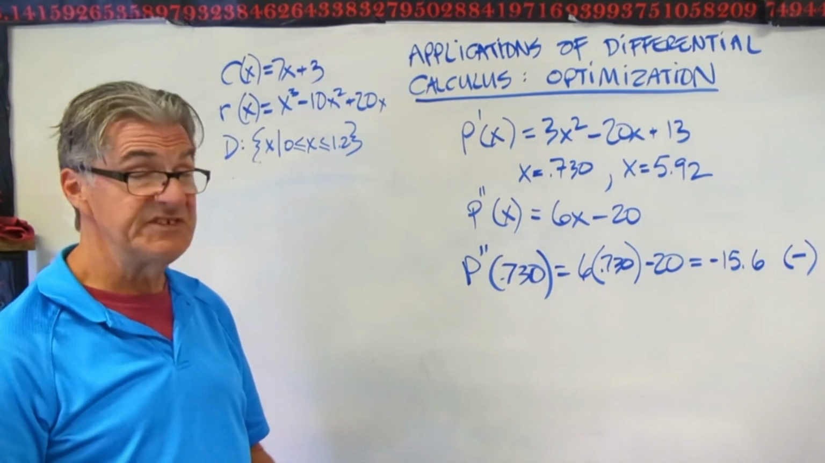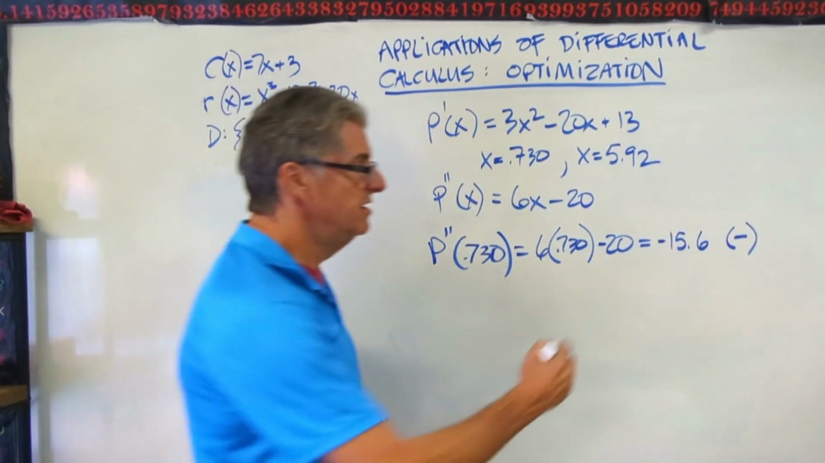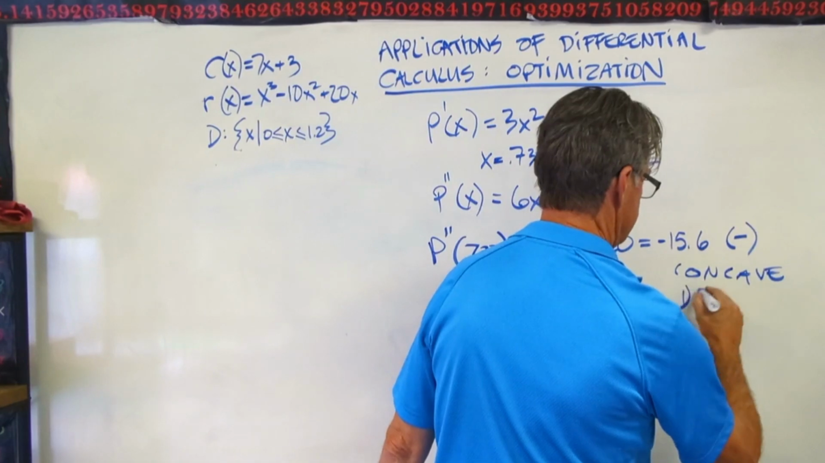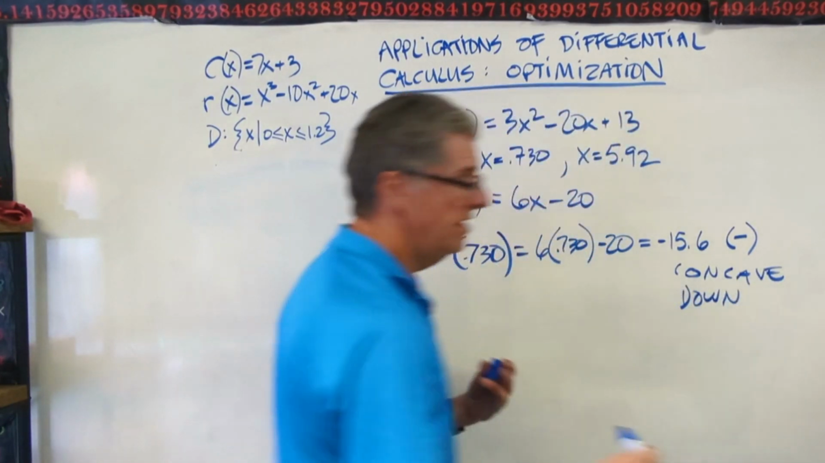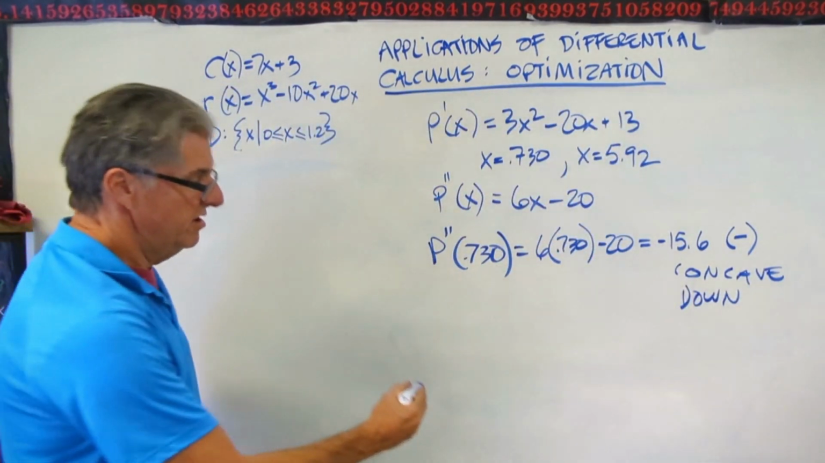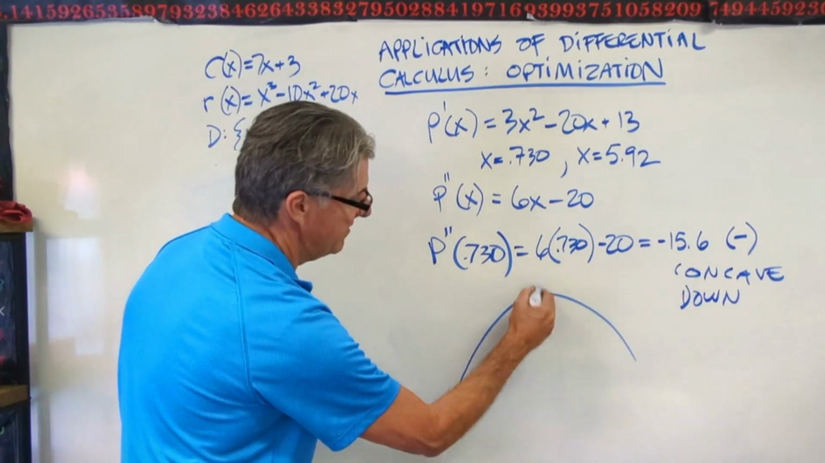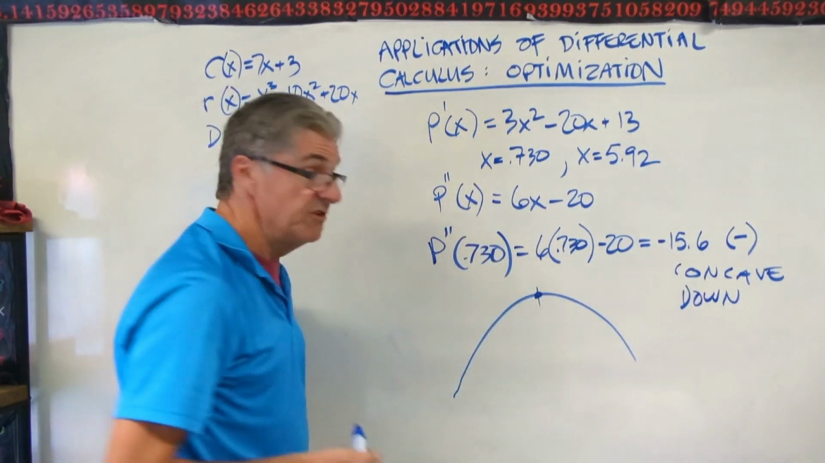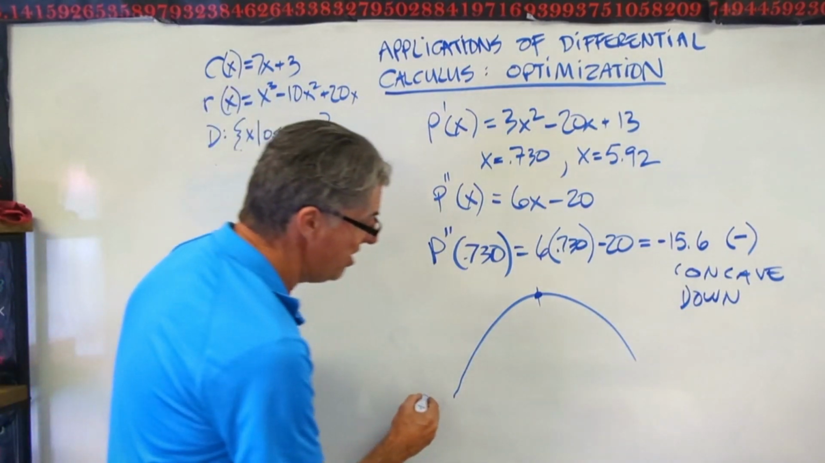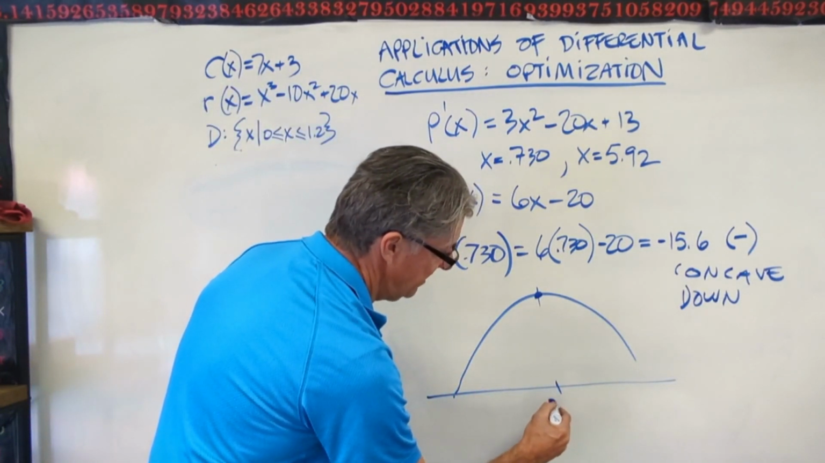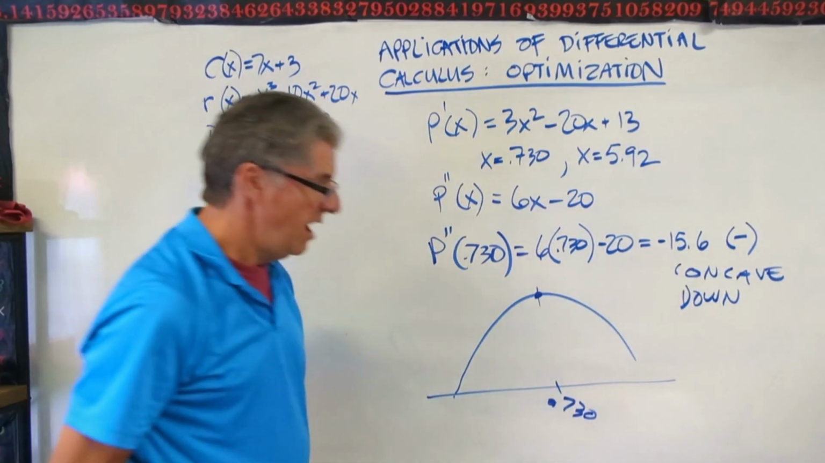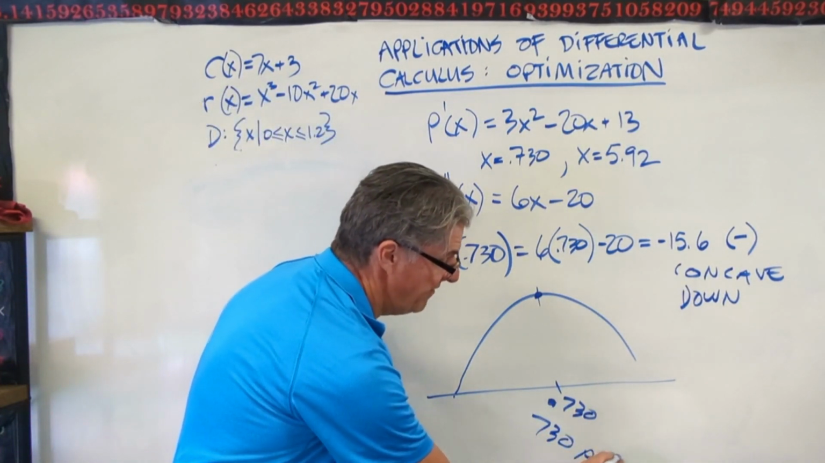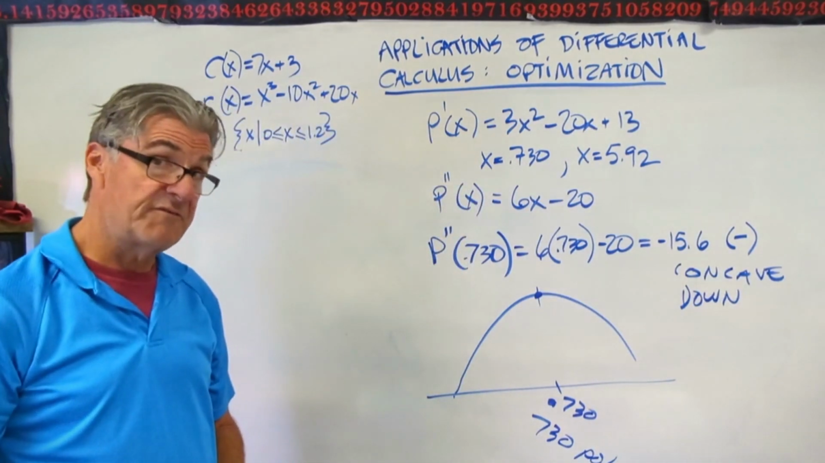Okay, what it means is that it's concave down. So in a very rough sense, this point here is concave down. So that means it's a max. So that means it's good. We are at 0.730 batches, so we can make 730 polls, and that will maximize our profit.